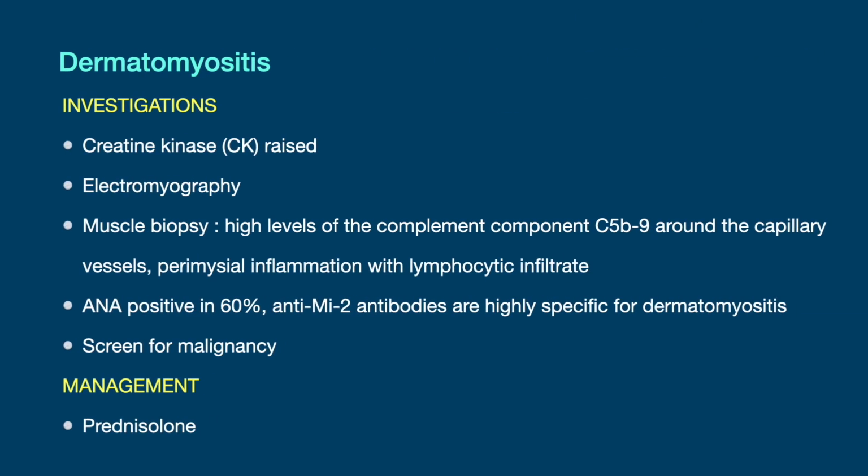As for the investigations, elevated creatine kinase is the most helpful test in the diagnosis. An EMG can be done, and a muscle biopsy would show high levels of the complement component C5b-9 around the capillary vessels, perimysial inflammation with lymphocytic infiltrates. ANA will be positive in 60%. Anti-Mi2 antibodies are highly specific for dermatomyositis. Anti-Jo1 antibodies are not commonly seen in dermatomyositis but are only seen in around 25% of patients. Don't forget to screen for malignancies, and treatment-wise, we usually initiate prednisolone.